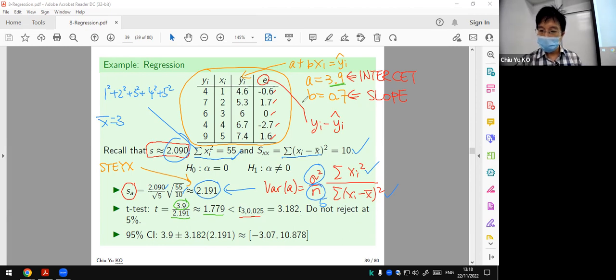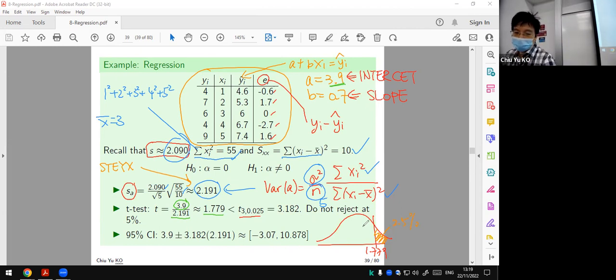So it just basically is this, right? What you get, this number is 1.779. You want to know this area, and here we do 2 tail tests, right? So you want to see if this area is less than or more than 2.5%, okay? Or you do the critical value, okay? And the critical value is like 3.